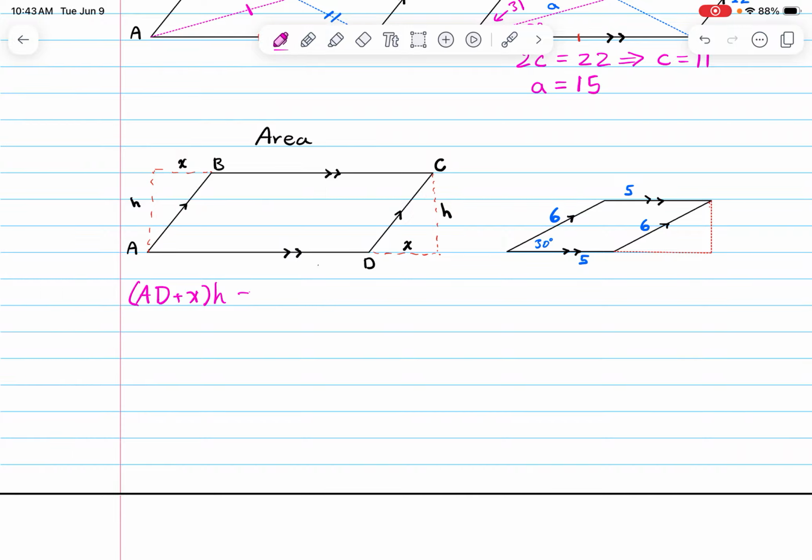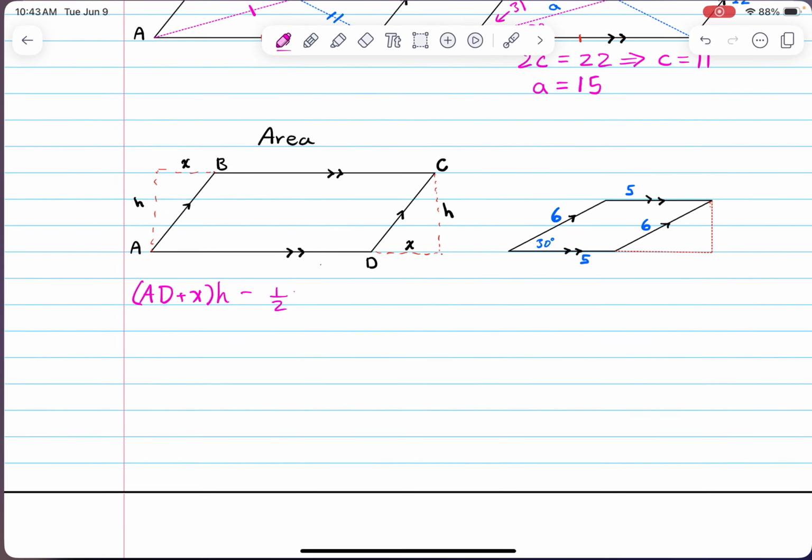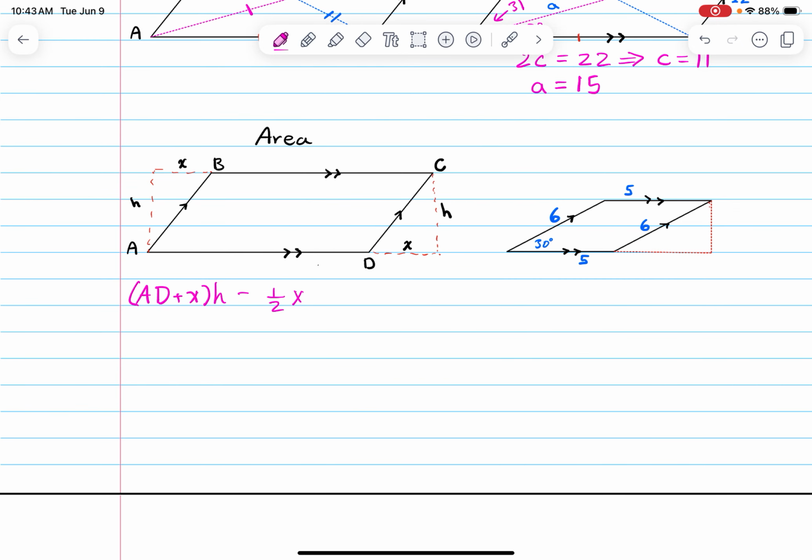So let me just subtract those off. I'm going to subtract off both triangles, which is 1/2 the base right here times the height. That's one triangle. Let me subtract off another one. Okay, so I subtracted off both of those. Now let's see what we got here. We've got ADH, just distributing through there. Let me put a times sign here.